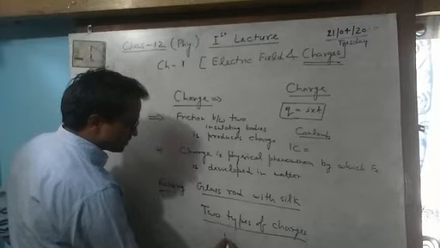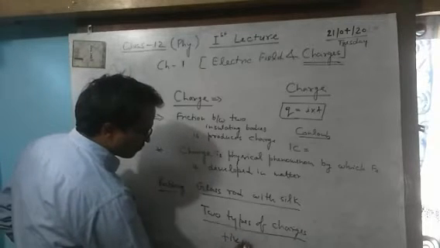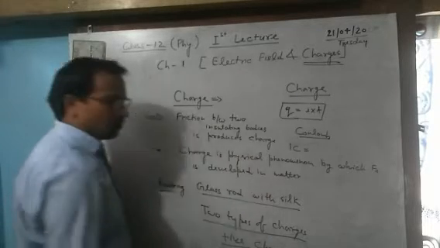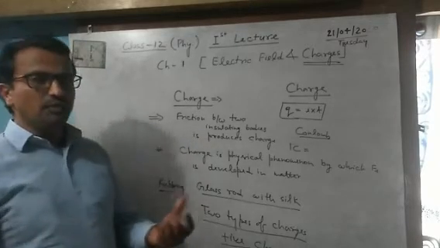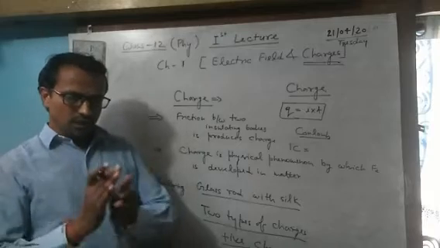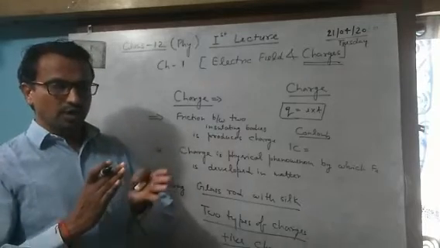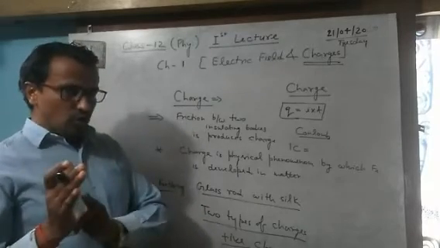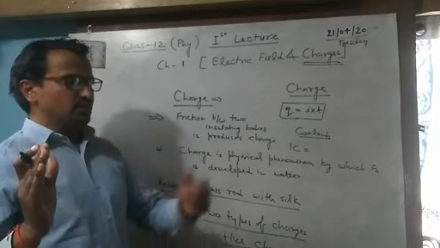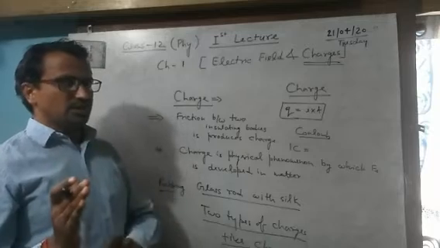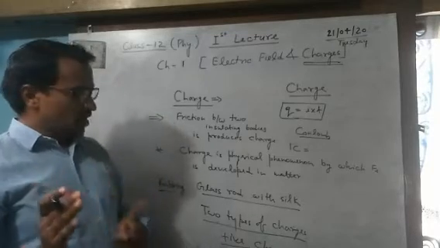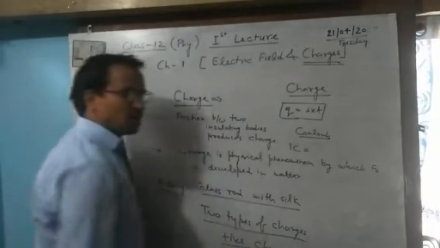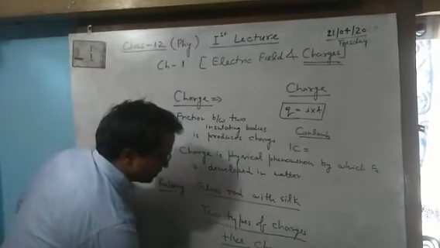Positive charge means deficit of electrons. अगर if we rub our hand, अगर हम अपने दोनों हाथ को एक दूसरे पे रगड़ते हैं तो एक हाथ से कुछ इलेक्ट्रॉन्स दूसरे हाथ में जाता है. तो सपोज दिस हैंड इज A and this hand is B, और A से कुछ इलेक्ट्रॉन B में जाता है तो A में इलेक्ट्रॉन्स की डिफिशियंसी हुई. तो डिफिशियंसी ऑफ इलेक्ट्रॉन्स that gives positive charge and excess of electrons gives negative charge.